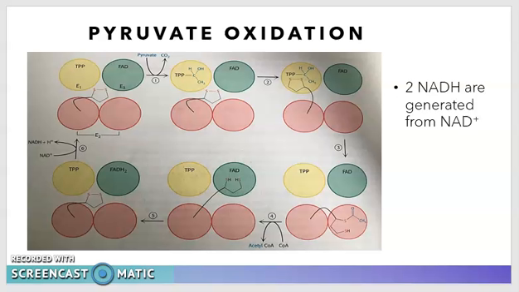Pyruvate is produced by glycolysis in the cytoplasm, but pyruvate oxidation takes place in the mitochondrial matrix in eukaryotes. So before the chemical reactions can begin, pyruvate must enter the mitochondrion, crossing its inner membrane and arriving at the matrix. And at the end, 2 NADH are generated from NAD+.